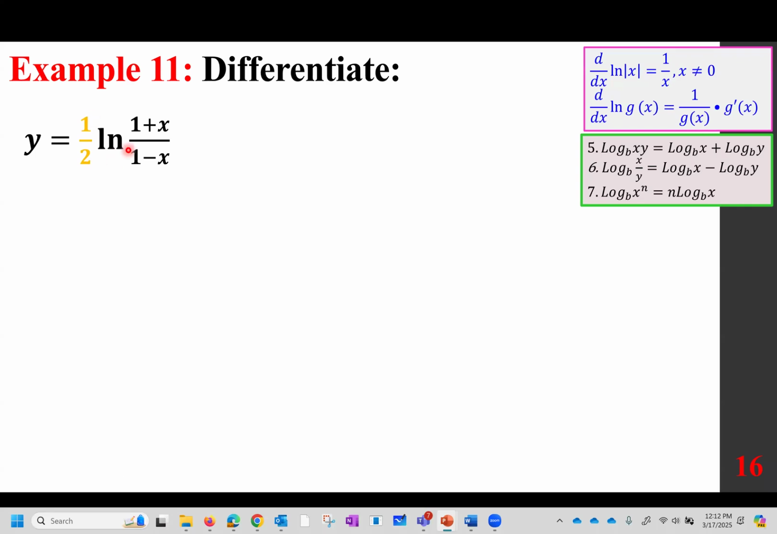Y equals 1/2 ln of 1 plus x over 1 minus x. To differentiate this, first and foremost, we cut this into 2 pieces using number 6, the quotient rule. So we keep the 1/2, and we write ln of the top minus ln of the bottom, meaning ln of 1 plus x minus ln of 1 minus x.